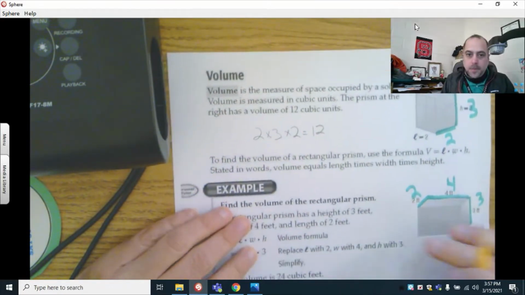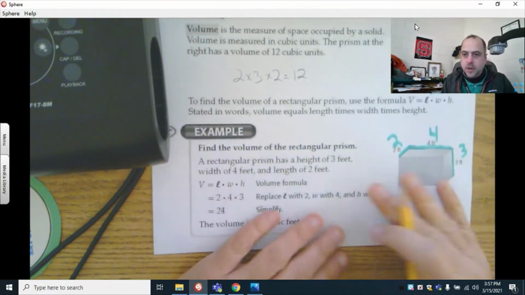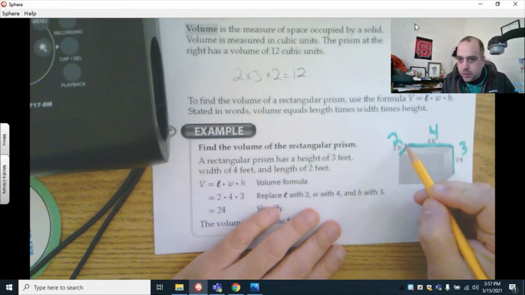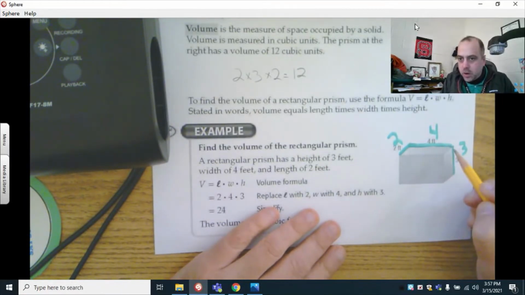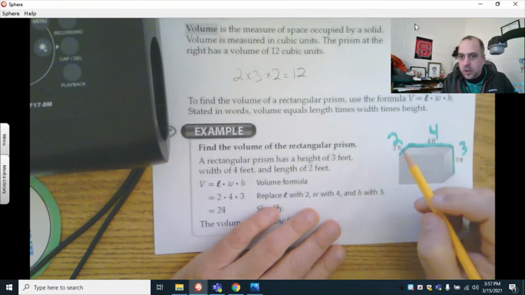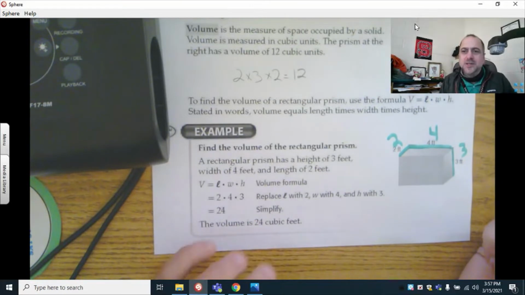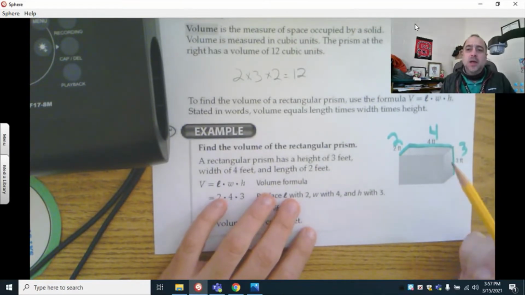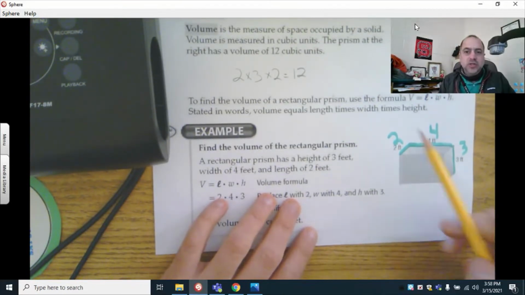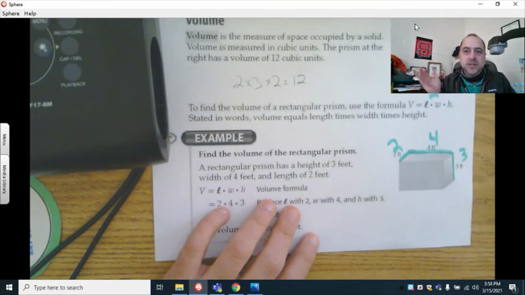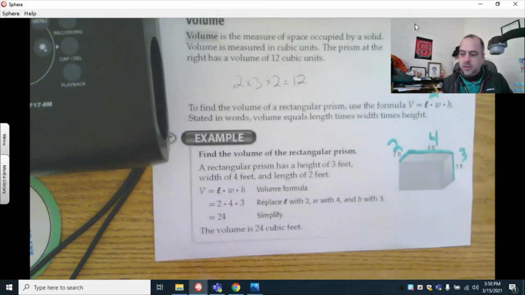Okay? Alright, let's look at this one. It was 2 by 4, and look, it was 3 tall. 3 height, 4 wide, 2 long. 2 times 4 times 3. Look, 2 times 4 times 3 equals 24. So it's simple. When you have a square or a rectangle, you just take the three dimensions and times them together. It's really easy, okay?